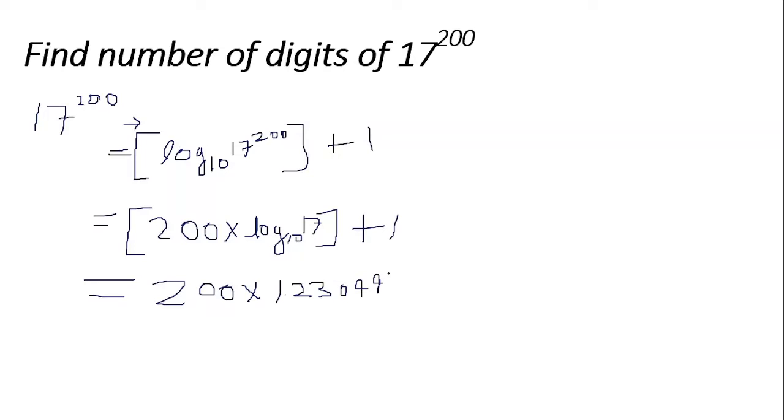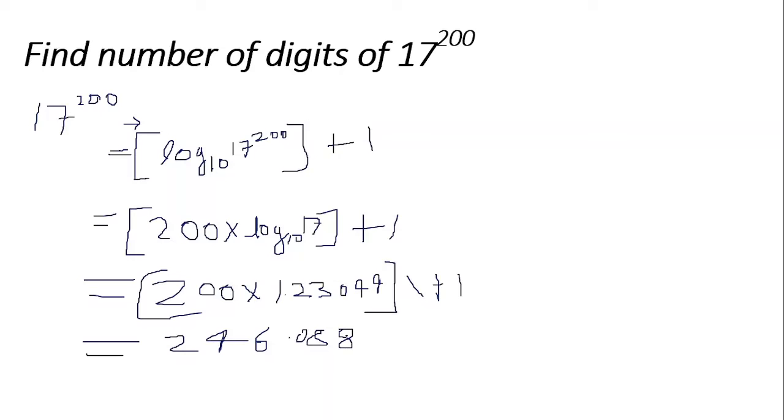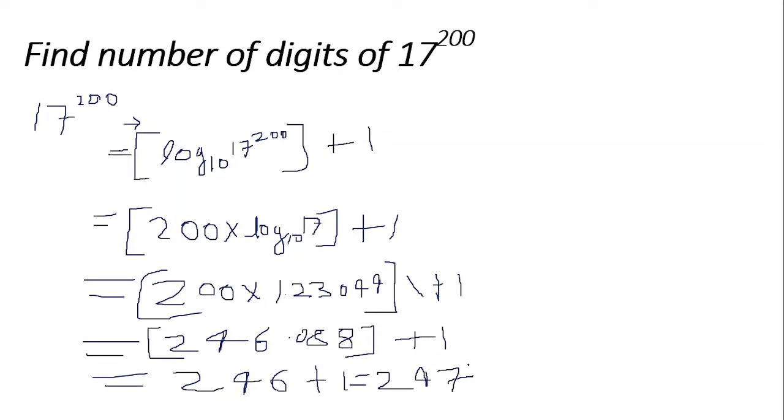1.23044, greatest integer, that is floor function, plus 1. So this equals 246.088, greatest integer of this, plus 1. So this equals 246 plus 1, that is 247. So 17 to the power 200 will have 247 digits.